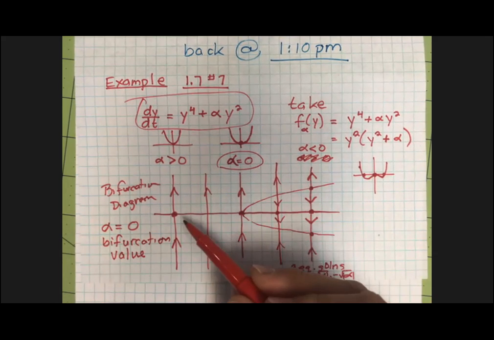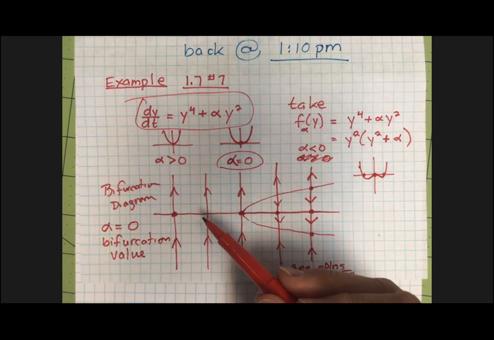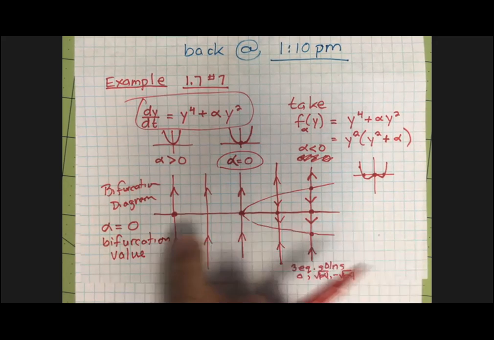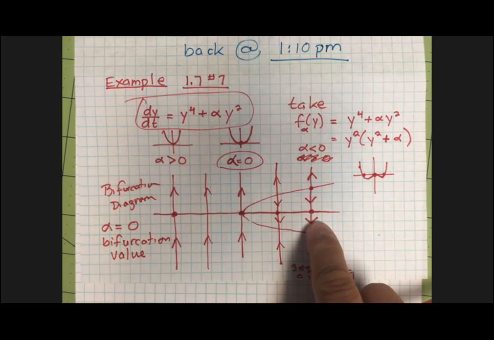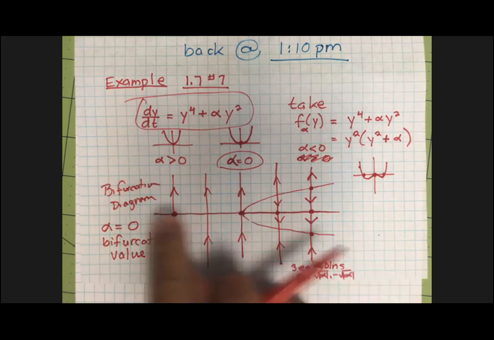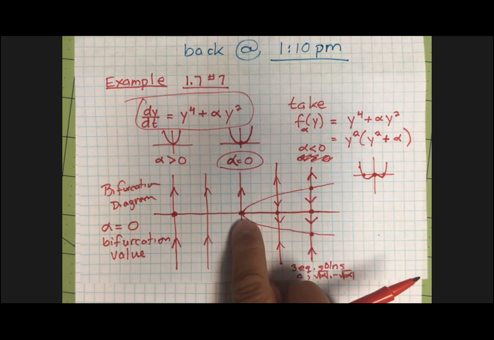You can have more than one bifurcation value in a diagram. You know, you could have several. But when you have the bifurcation diagram, you're looking for that special moment when things changed.